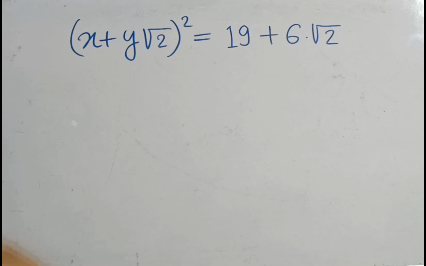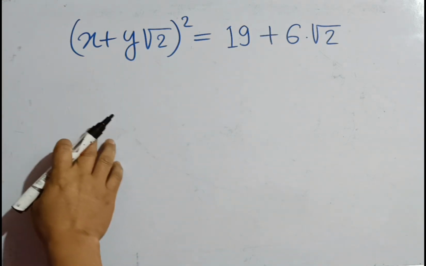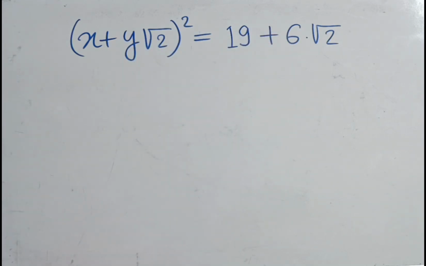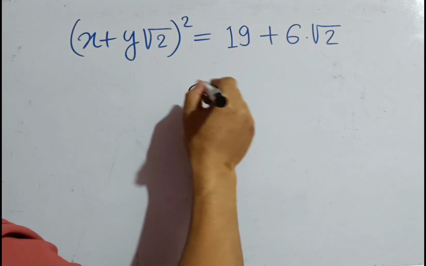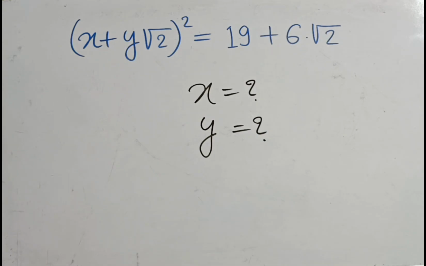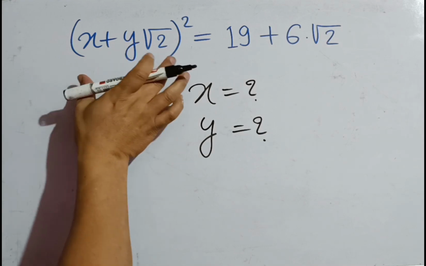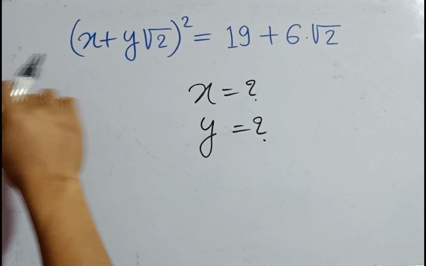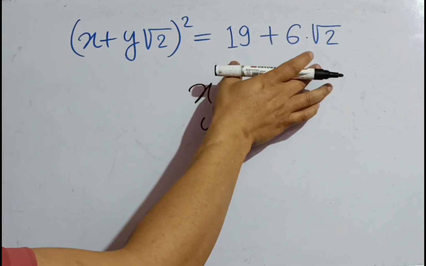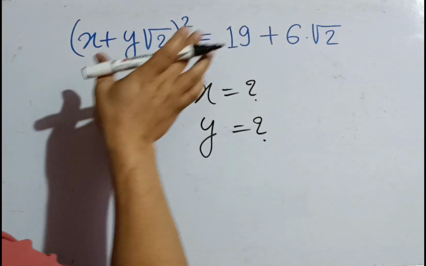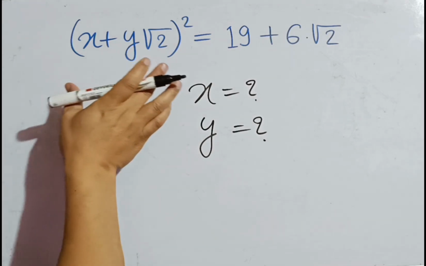The given equation is (x + y√2)² = 19 + 6√2, and from this we have to find the values of x and y, which are the given unknowns. We can solve this equation in two different ways. Either we can expand the left hand side and compare the result with the right hand side, and by doing so we will get the values of x and y. Or we can simplify the right hand side and compare the result with the left hand side, and in that way also we can get the values of x and y.